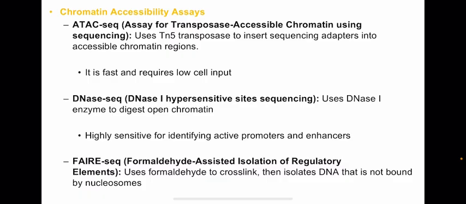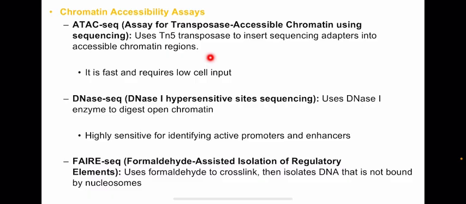But the other one is ATAC-seq. ATAC-seq stands for assay for transposase-accessible chromatin using sequencing. This one uses a transposase called Tn5 to insert sequencing adapters into accessible chromatin regions. It is fast and requires low cell input. So it inserts a particular protein, the transposase, which is an enzyme, into the accessible regions. Wherever your transposase is inserted, it will be an accessible region.